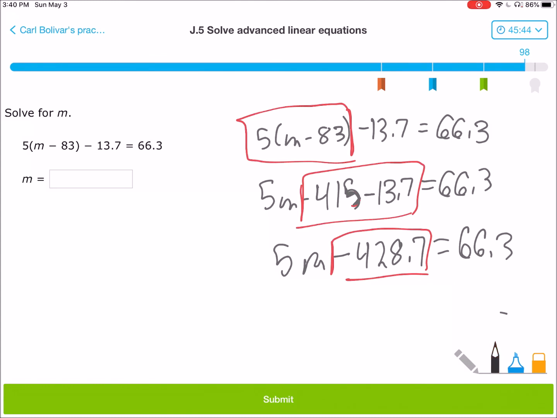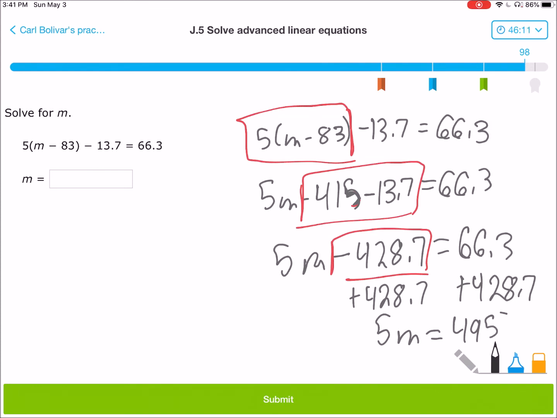put it to the other side. So I'm going to add 428.7 to each side. And when I do that, this should give me 5m is equal to 66.3 plus 428.7. This should give me 495. Now divide each of those by 5, and 495 divided by 5 is 99. So 99 is our answer.